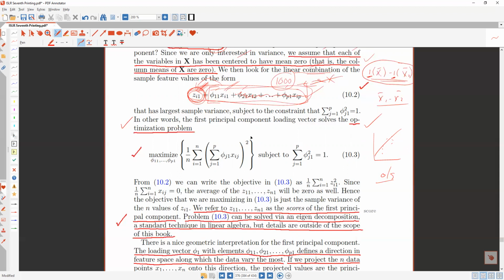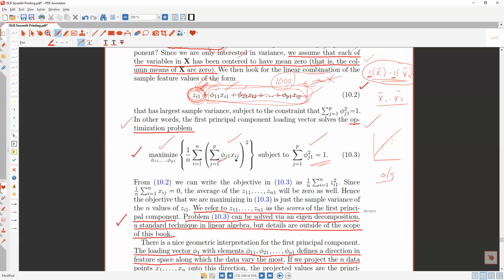Well, in principal components analysis, this is what we want to do. We want to maximize the variance of the components, subject to the sum of squared loadings being equal to 1. We want to maximize the variance subject to those squared loadings equaling 1.